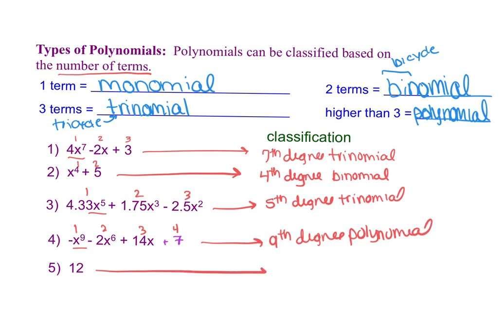And then finally down here, this 12 doesn't have a degree because it doesn't have a variable with an exponent, so it would be a 0th degree. And then this would be, with one term, a monomial.